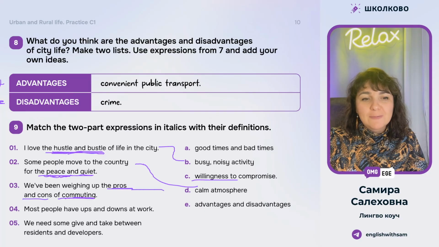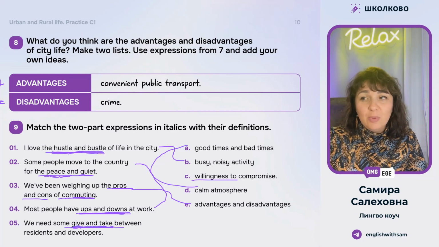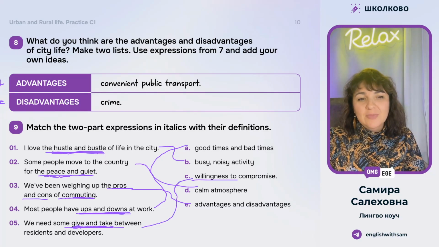Pros and cons. Most people have ups and downs at work. Ups and downs. Good times and bad times. We need some give and take between residents and developers. Give and take. It's like meet me halfway. Да? Давай встретимся на полпути. Это значит, что какой-то компромисс. Willingness to compromise. That's right. Willingness to compromise. Give and take.